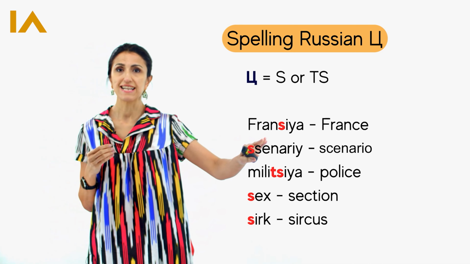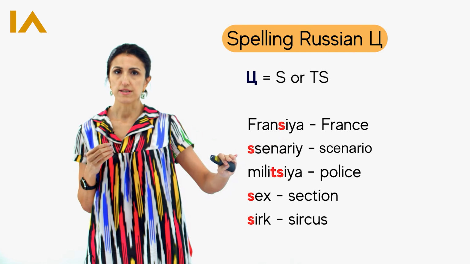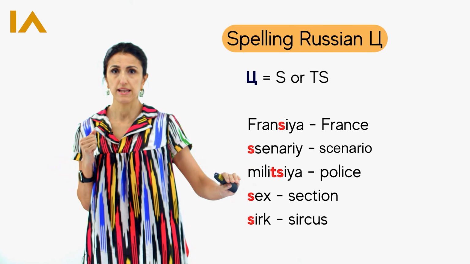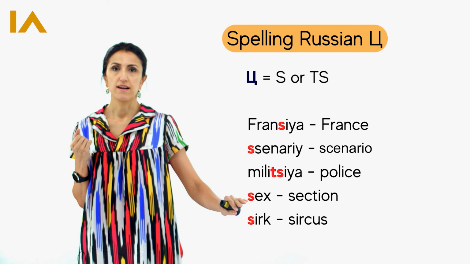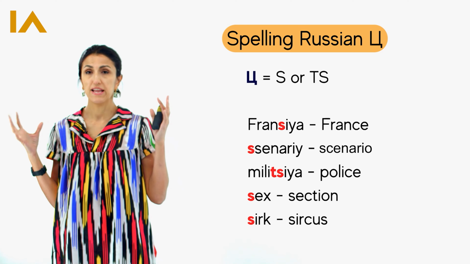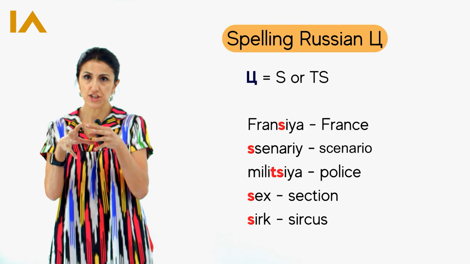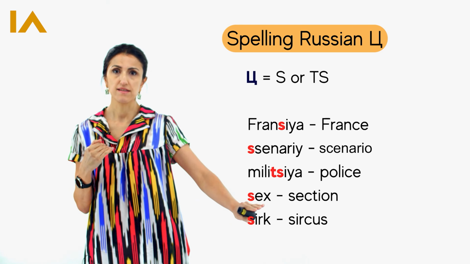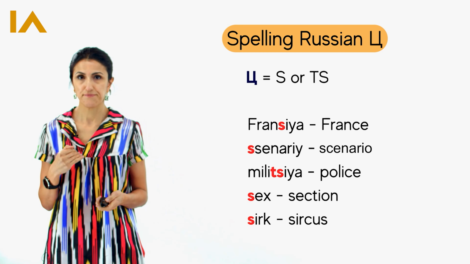For example, France is spelled like this. Scenario, the word scenario, comes with double S in the beginning. Police, militia, is spelled like this. Section, when we used to have big plants, and inside of them there were lots of sections, they are called cech, and it is spelled like this. And circus, spelled this way.